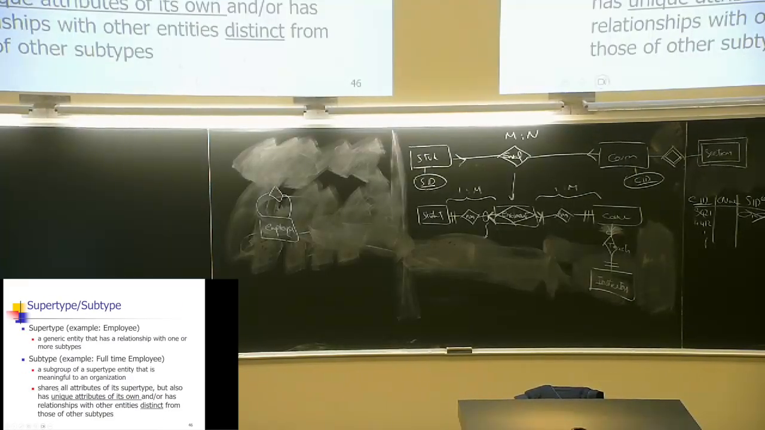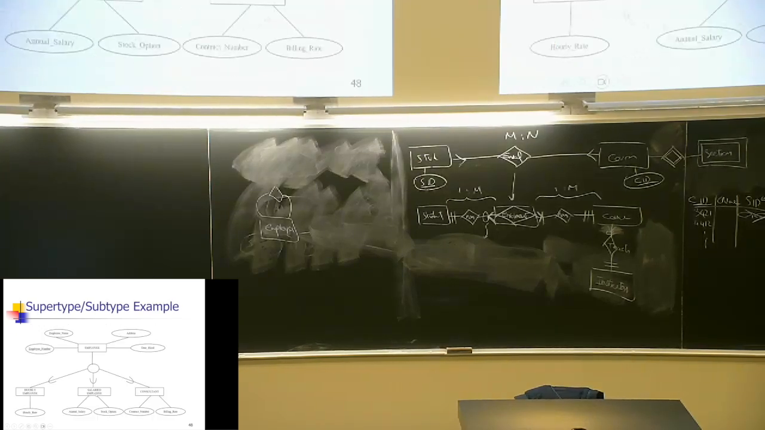Okay, they share all attributes of their supertype. This is clear, right? But each also has unique attributes of its own and has relationships with other entities distinct from those of other subtypes. We didn't have an example in the slide, but for example, salaried employees may have a relationship with some other entities, but hourly employees do not have that relationship. Each of these subtypes represents an entity, and they can have their own relationships with other entities.